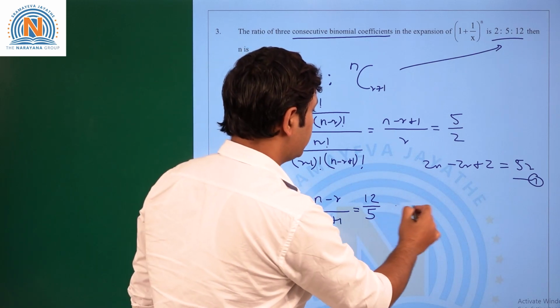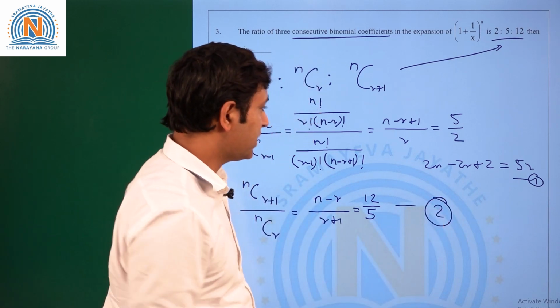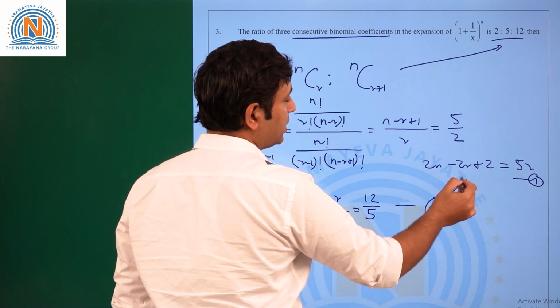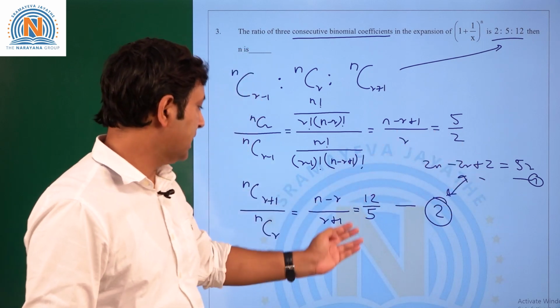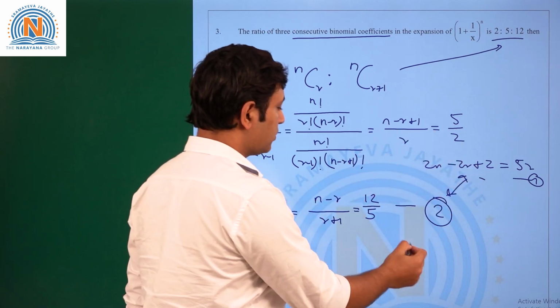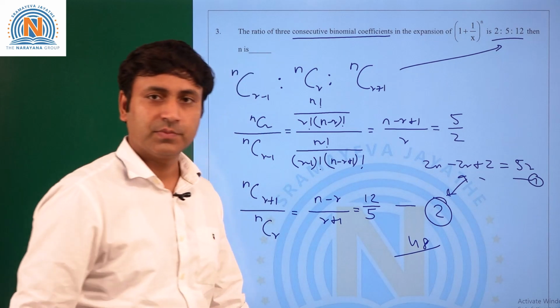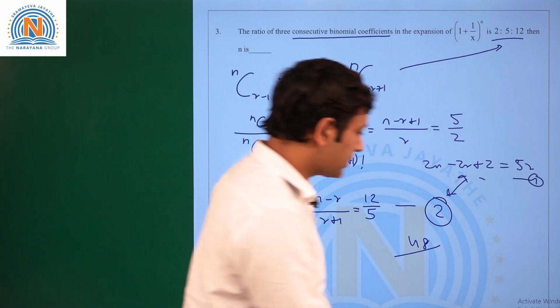Again, this will give us the second equation. Notice we have two equations and two variables, n and r. We'll substitute r from here to here, we'll find n, and it will come out to be 118. We'll mark that and we'll move on to the next question.